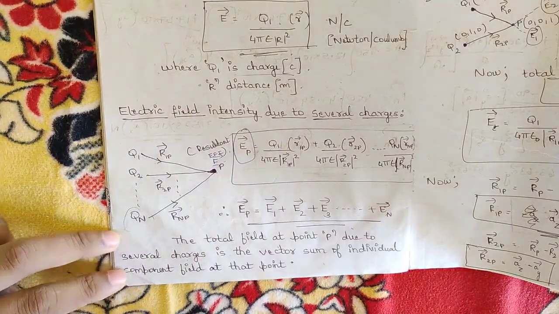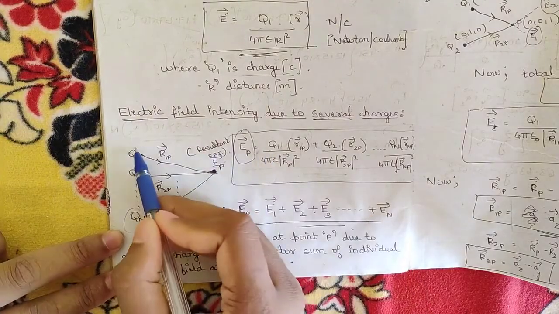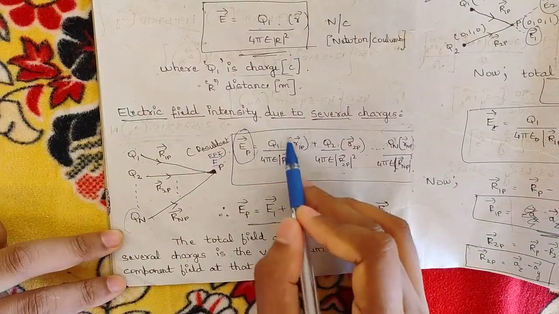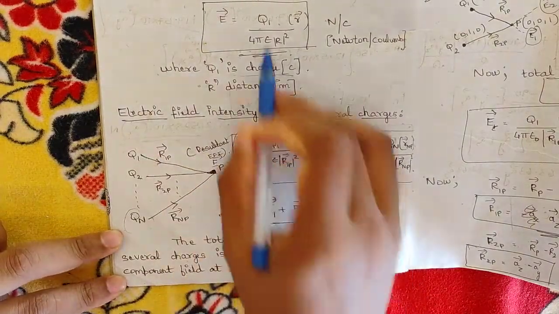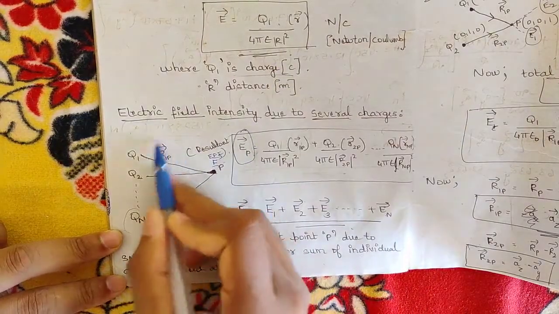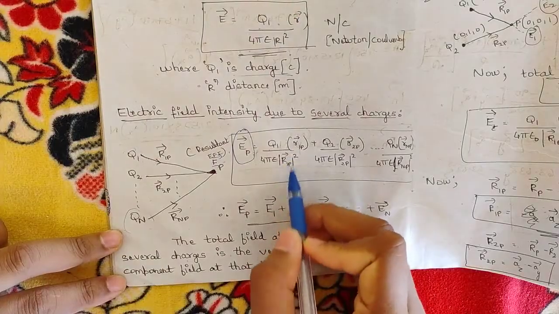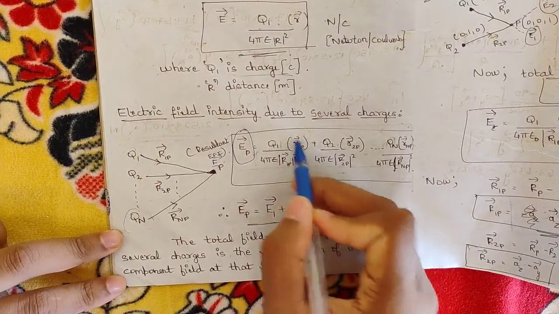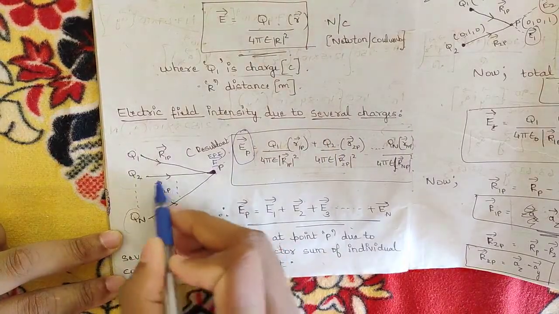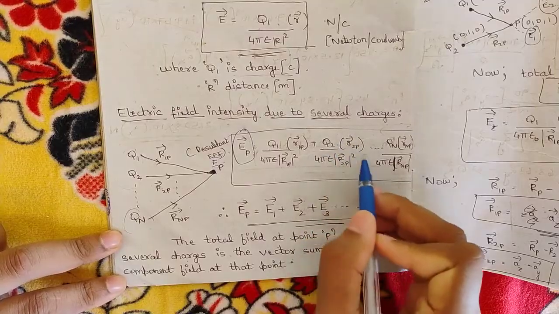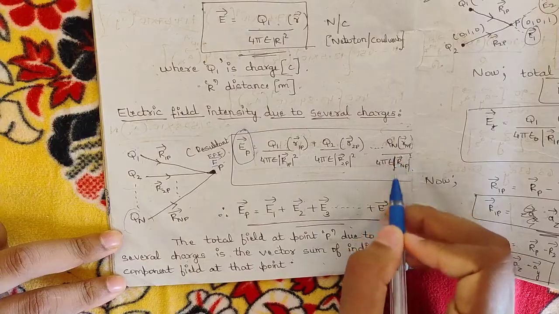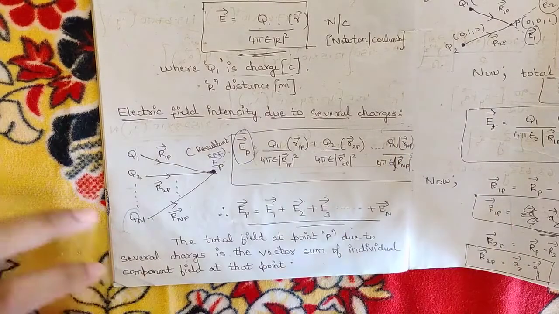E of P is given by, first with respect to Q1, force per unit charge. So the Q2 would get cancelled, right? We are left with Q1 according to the formula. See here, Q1 divided by 4 pi epsilon, and the magnitude is magnitude of R1P the whole square into unit vector R1P, plus for the second charge Q2 divided by 4 pi epsilon, magnitude of R2P the whole square into unit vector R2P, up to Qn divided by 4 pi epsilon into magnitude of RnP the whole square into unit vector RnP.